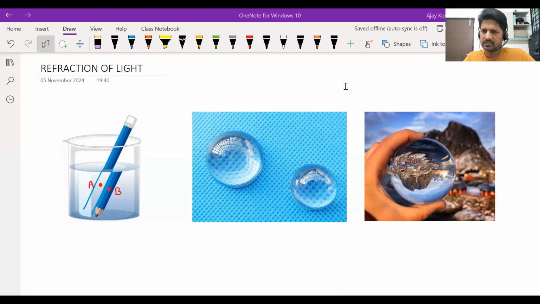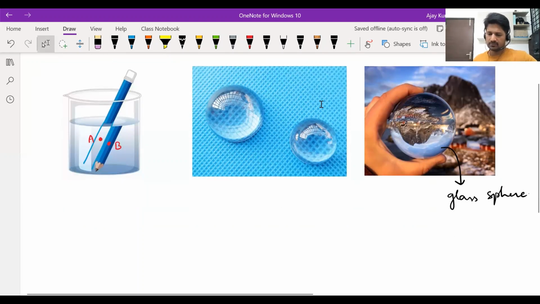Third case, what is happening? It's a full glass sphere. There's an object, a mountain or hill, behind the glass sphere, and we, the observer, are on this side. When light from the mountain passes through the glass sphere and enters our eyes, it makes us feel that the mountain is inverted. Again, that is also bending of light only, and these are all effects of refraction of light.